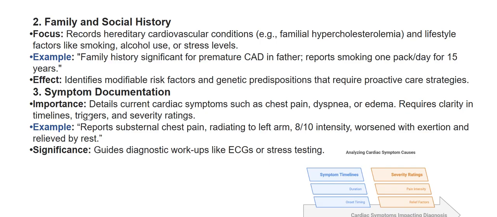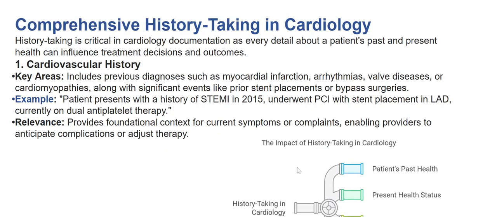Symptom documentation. Importance here: details current cardiac symptoms such as chest pain, dyspnea, or edema, and requires clarity in timing, triggers, and severity ratings. Example: reports substernal chest pain radiating to left arm, 8 over 10 intensity, worsened with exertion and relieved by rest. Significance here: guides diagnostic workups like ECGs or EKGs or stress testing. And here is a diagram analyzing cardiac symptom causes.